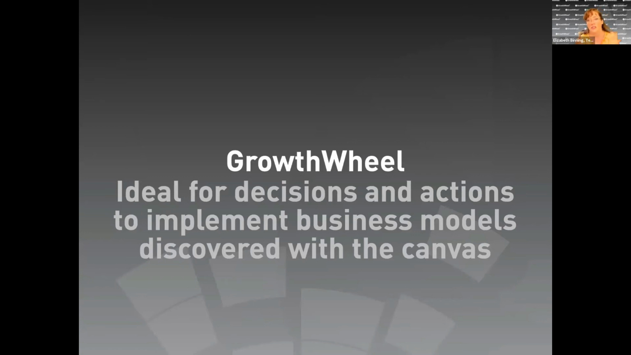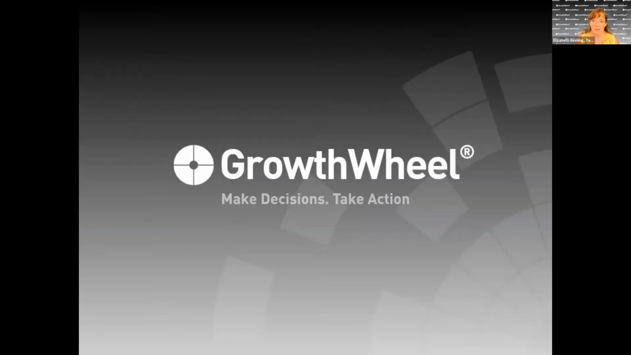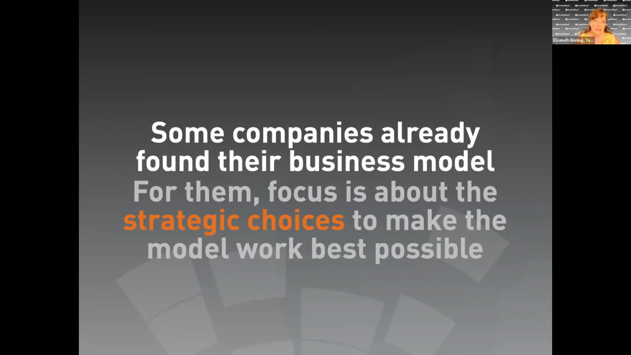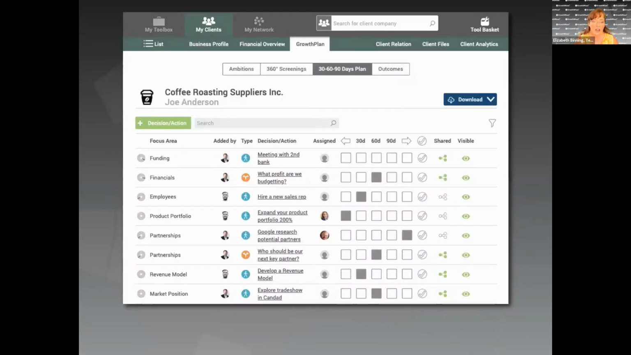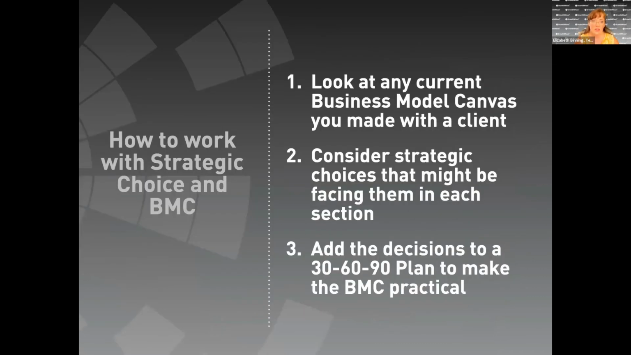So what are the decisions? What are the actions that the client needs to implement now that they've created that? So kind of thinking through that with GrowthWheel, some companies have already found their business model. So for them, the focus is really on those strategic choices to make that model work in the best way possible. So GrowthWheel can be used when they're ready to move on to more detailed choices about the business model, whether you're using, again, the 30, 60, 90 plan to put those strategic decisions on a timeline. So there are different ways you can use it with the business model canvas.